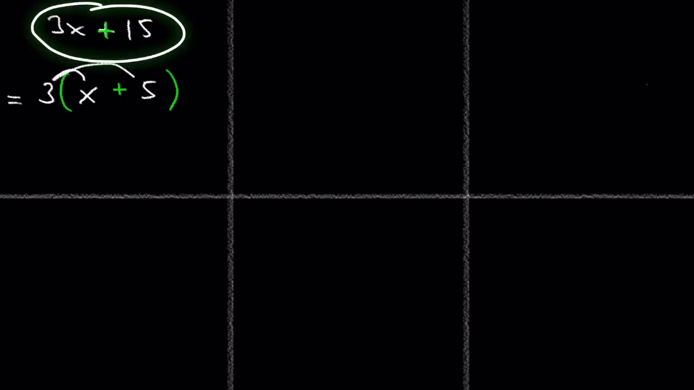We see immediately that we can factor out the 3. In other words, the 3 goes into 3x and 15. The 3 goes into 3x and into 15 means we can write the 3x as 3 times something and the 15 as 3 times something else. So 3 times x is 3x and 3 times 5 is 15. And the factors of 3x plus 15 are 3 and x plus 5.